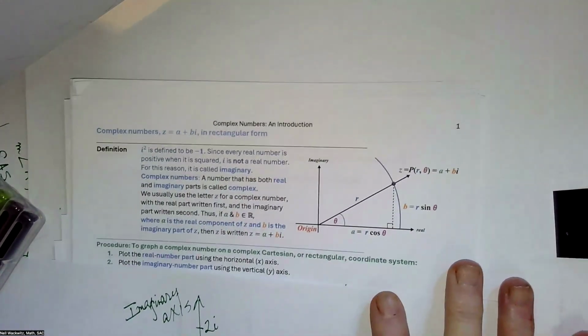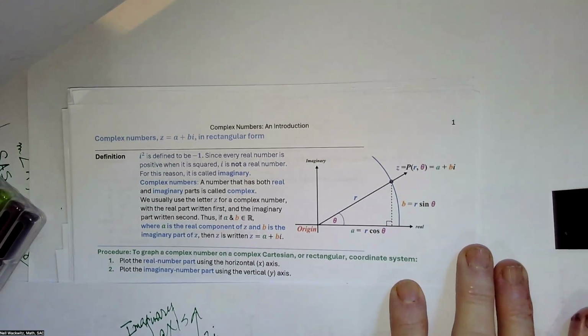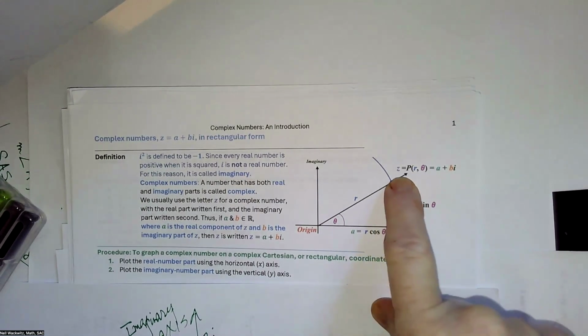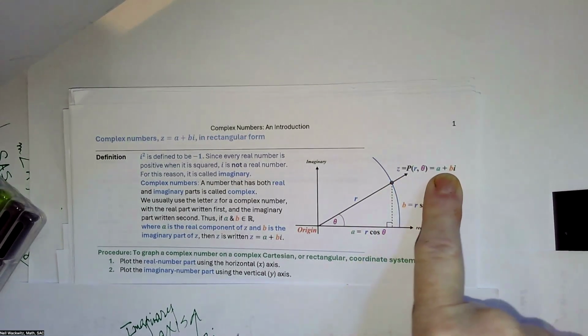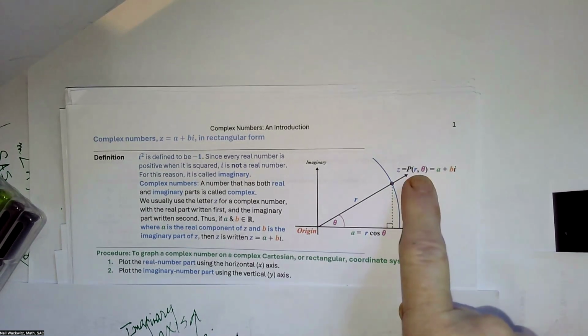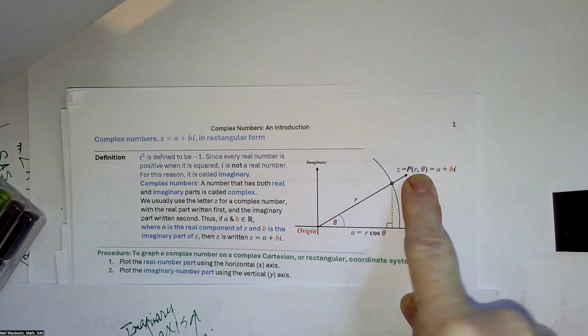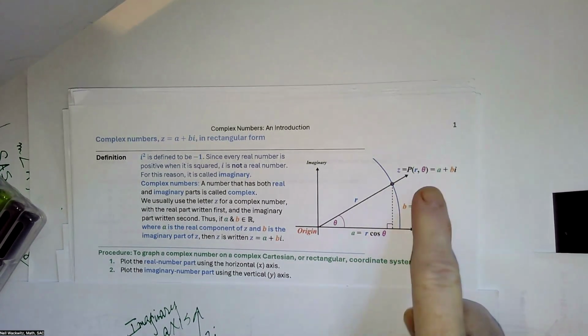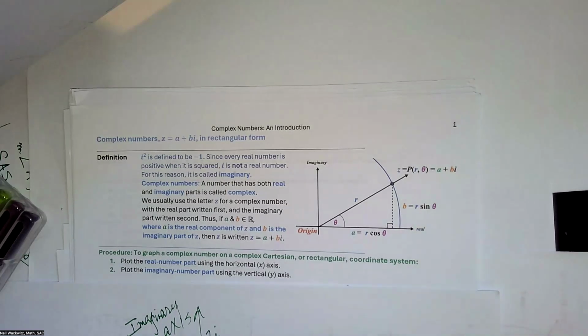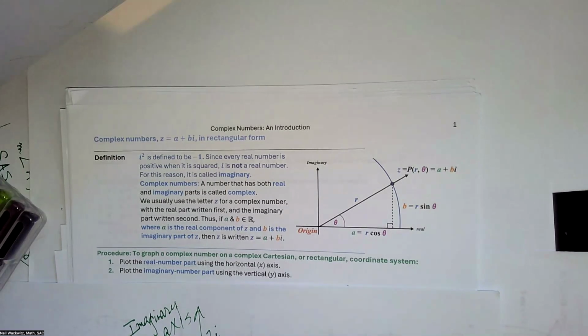You can see with this little sketch that we can define a point z using a plus bi or using r comma theta. And we're going to go back and forth in exactly the same way that we did with purely polar form.